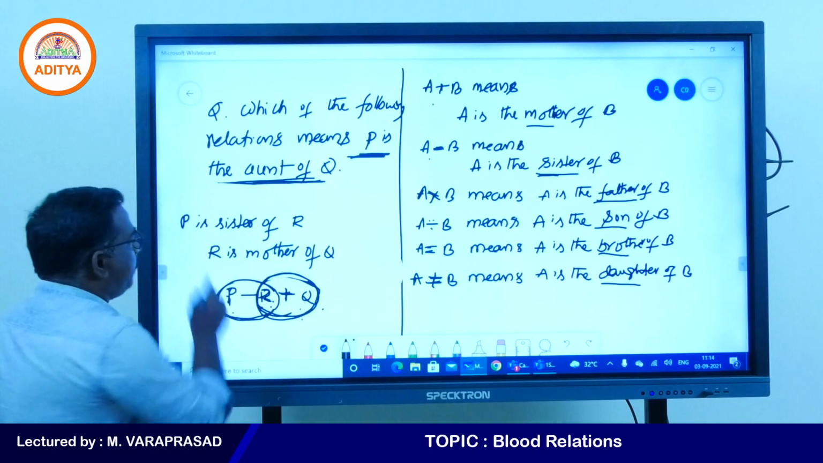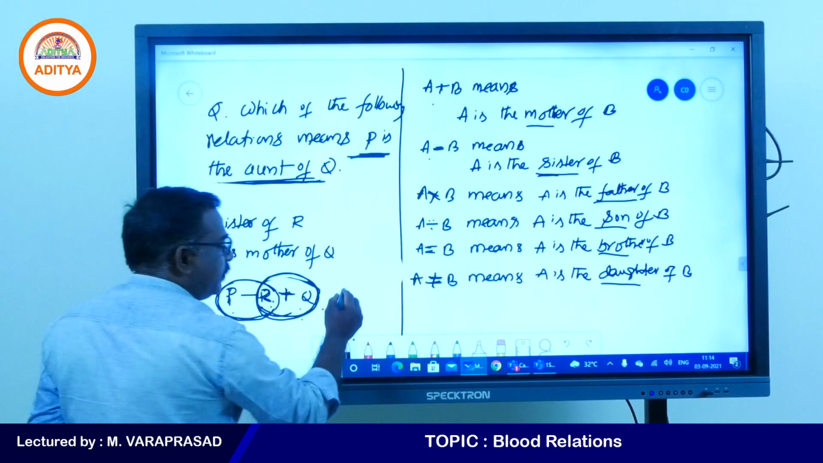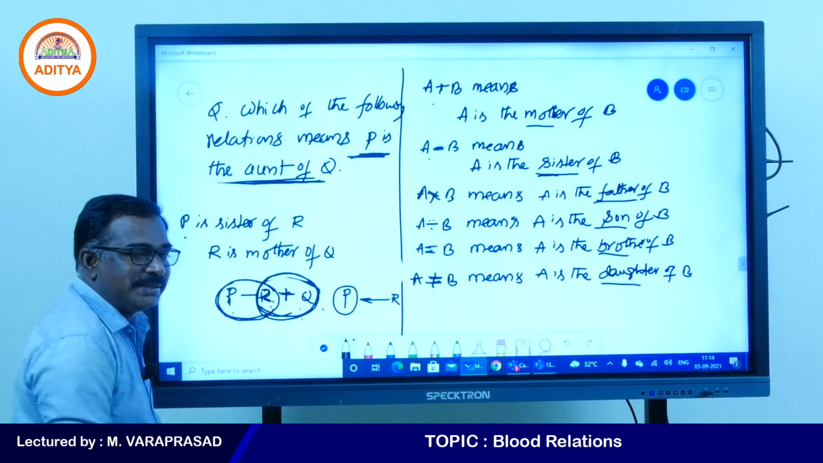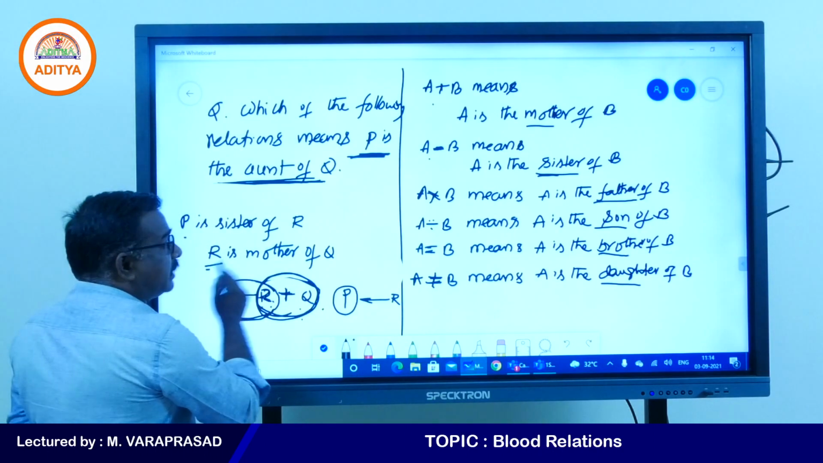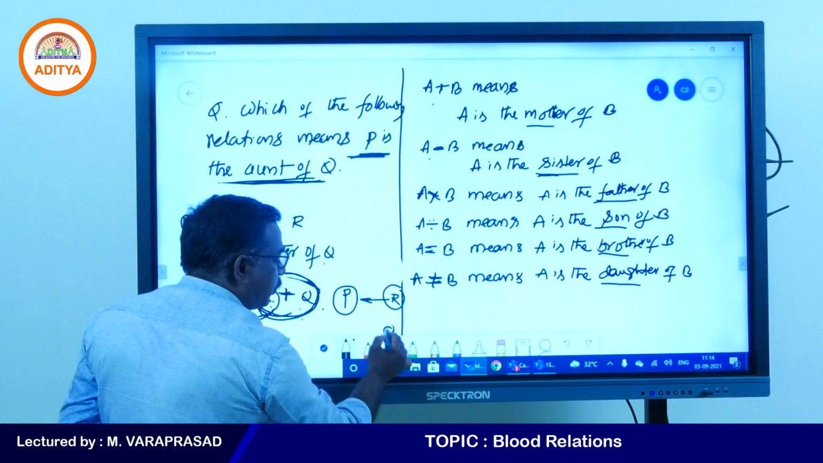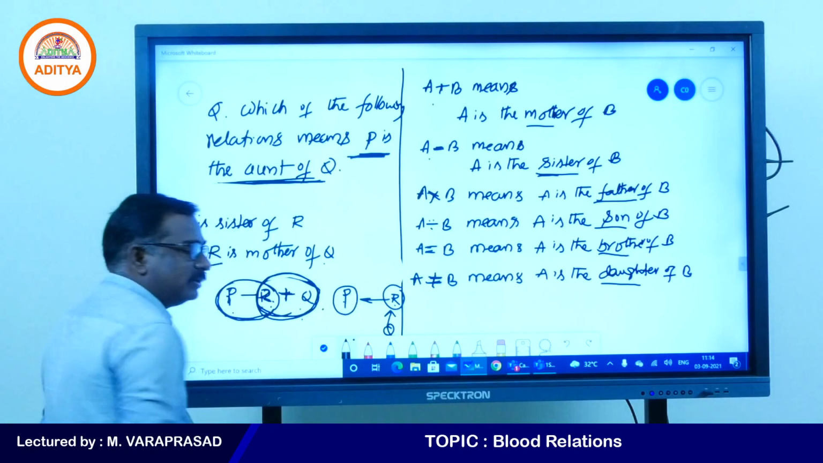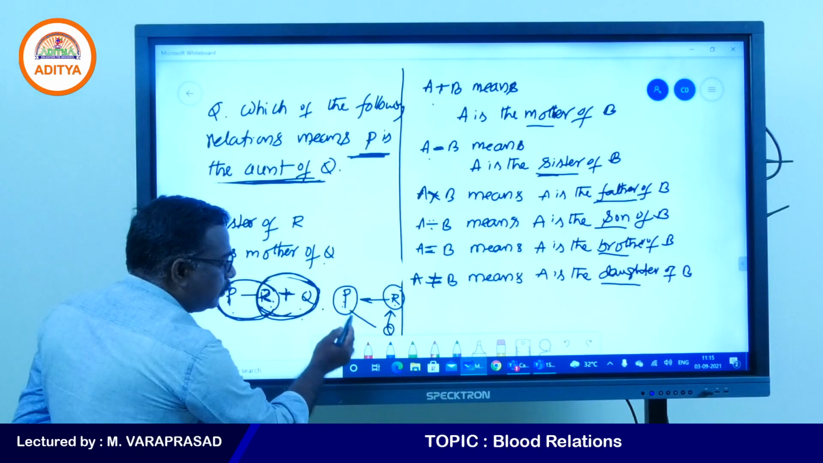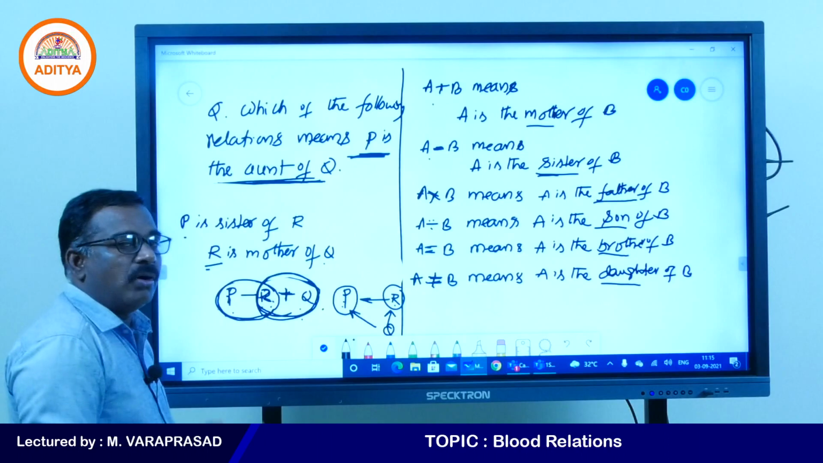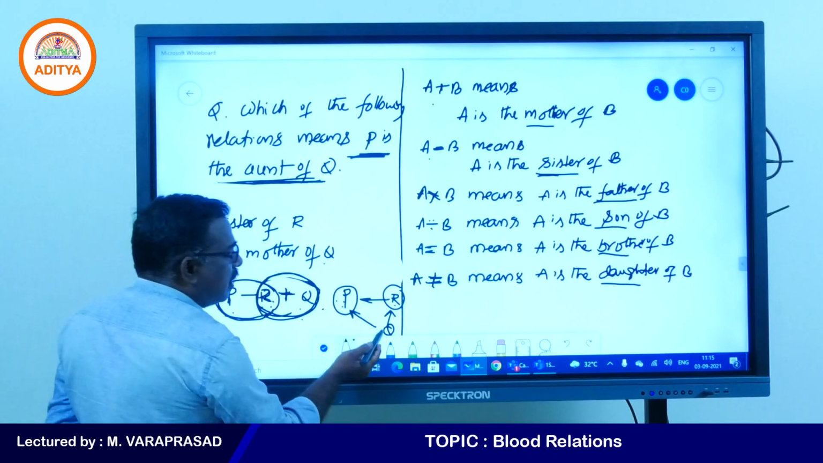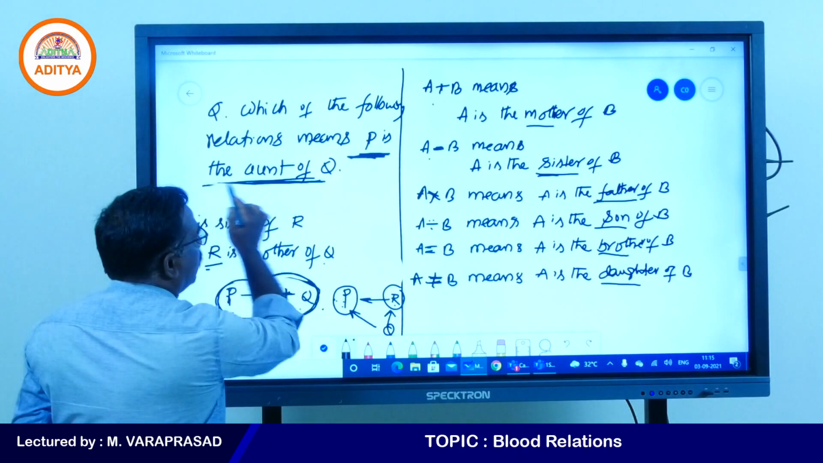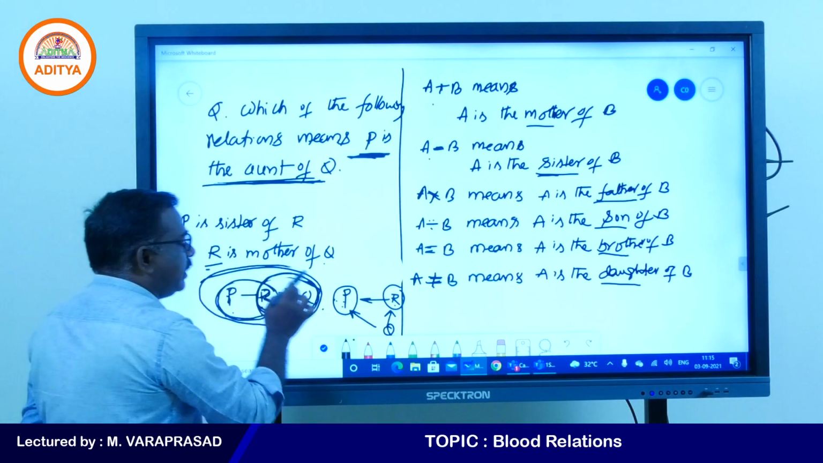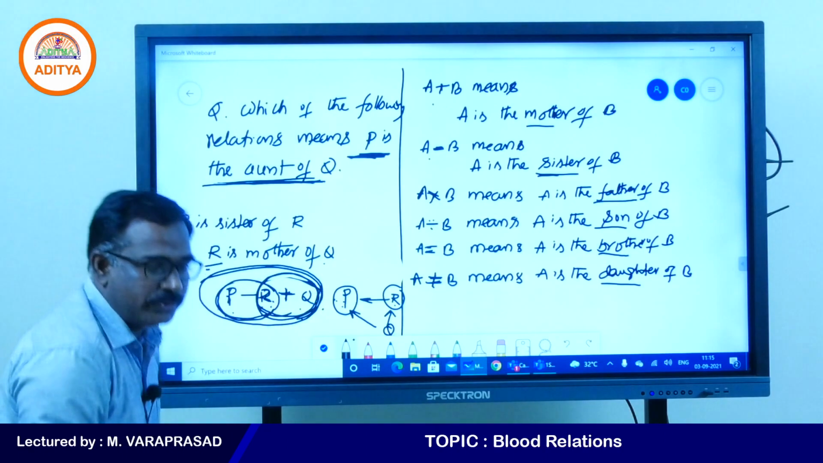P is sister of R, same generation. R is mother of Q. P is the sister, so mother's sister will be called aunt. So P is aunt of Q. This relation is given by the 4th option, so the answer is the 4th option. Yes, my students, did you get it?